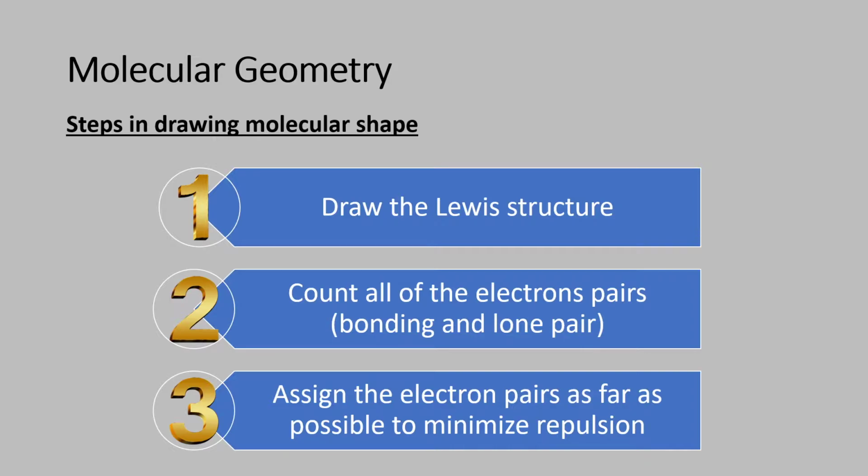Okay, and then second step is count the electron pairs, bonding and lone pairs. Yang ini kita tengok lepas daripada kita dah buat Lewis structure. Kita tengok dekat central atom only.